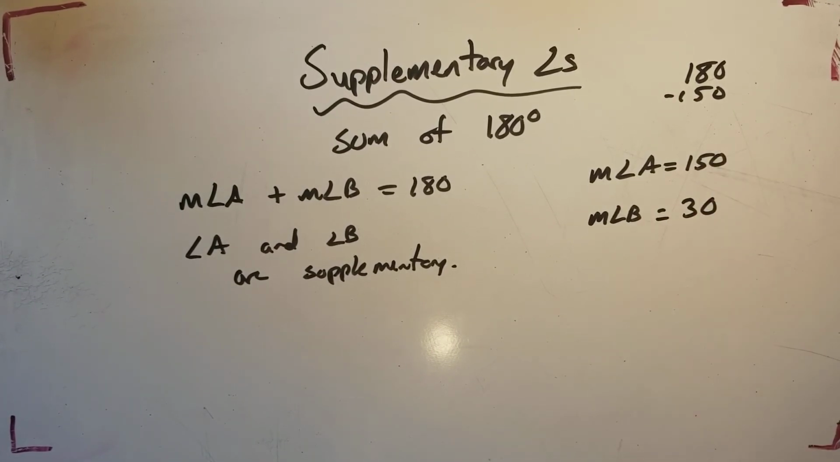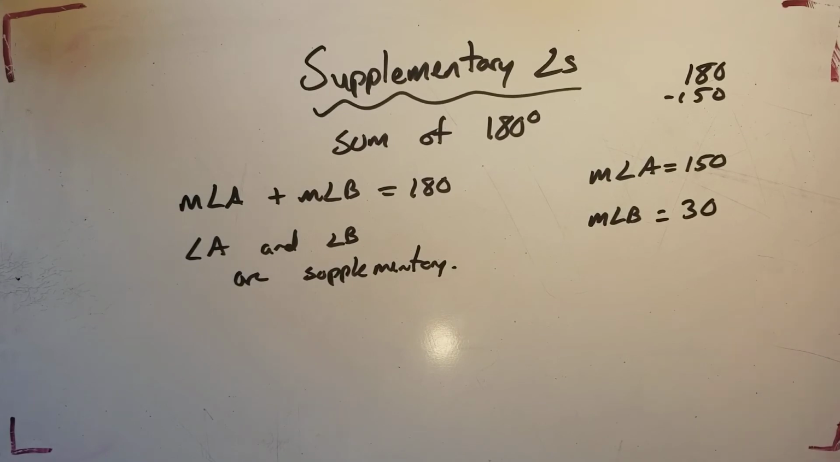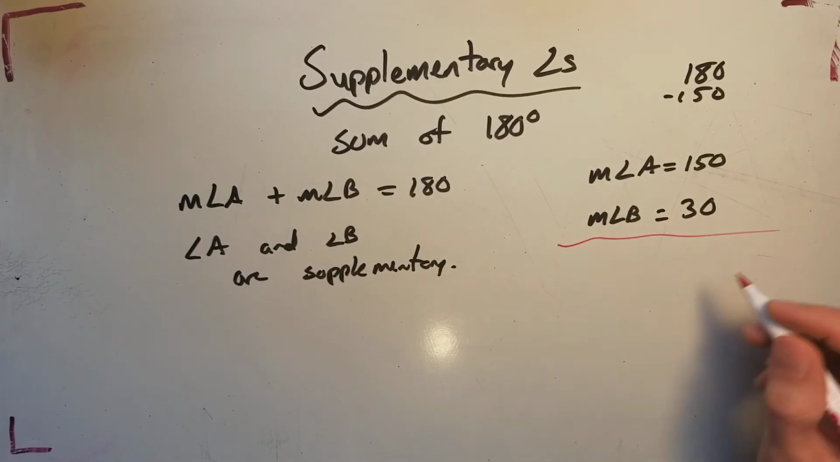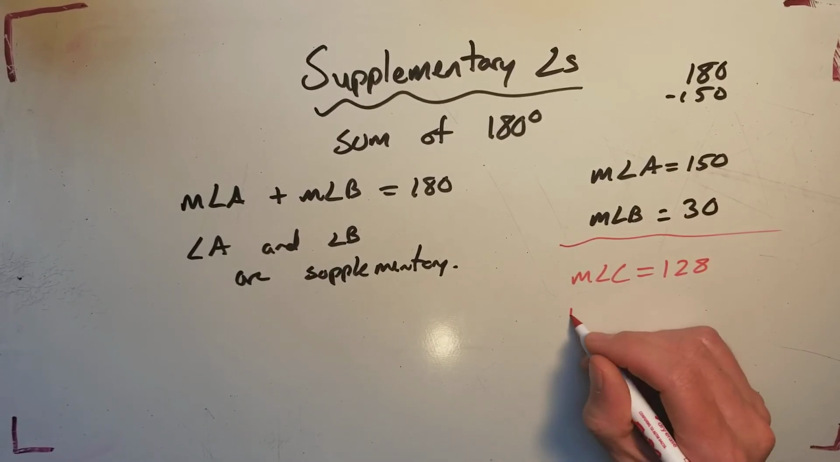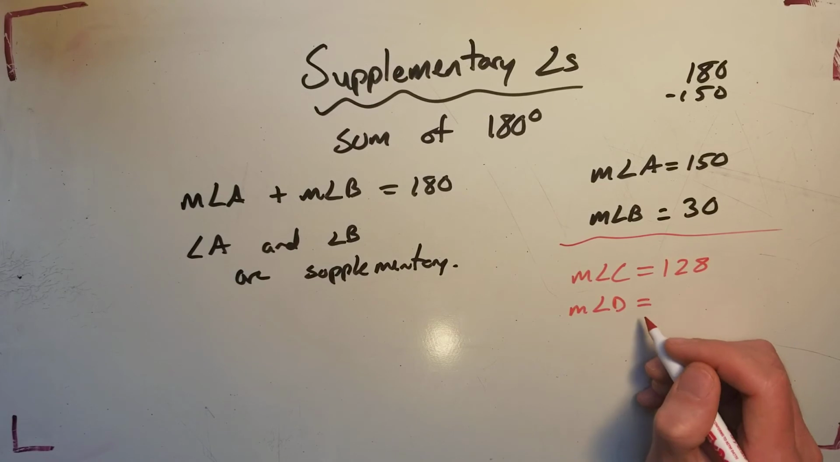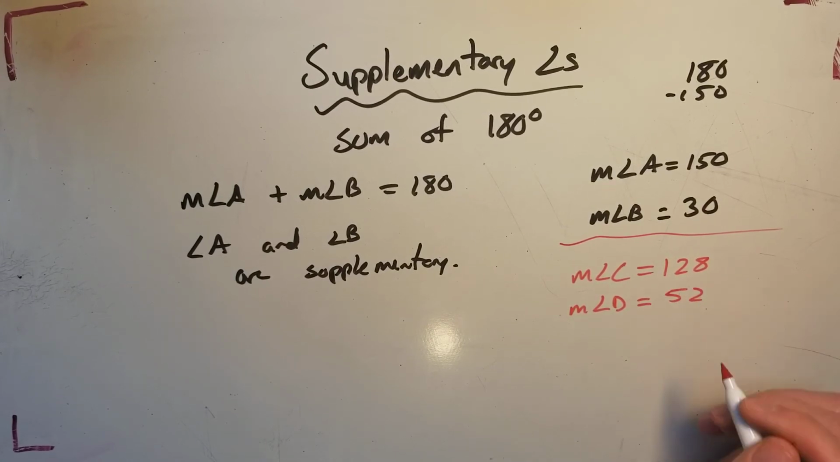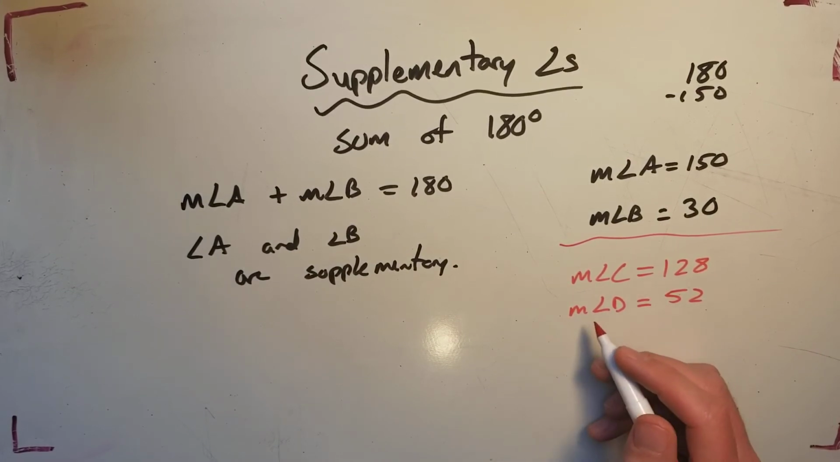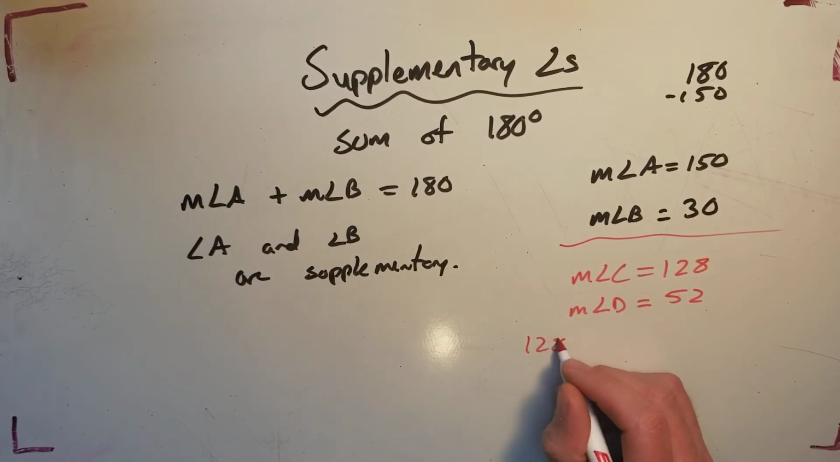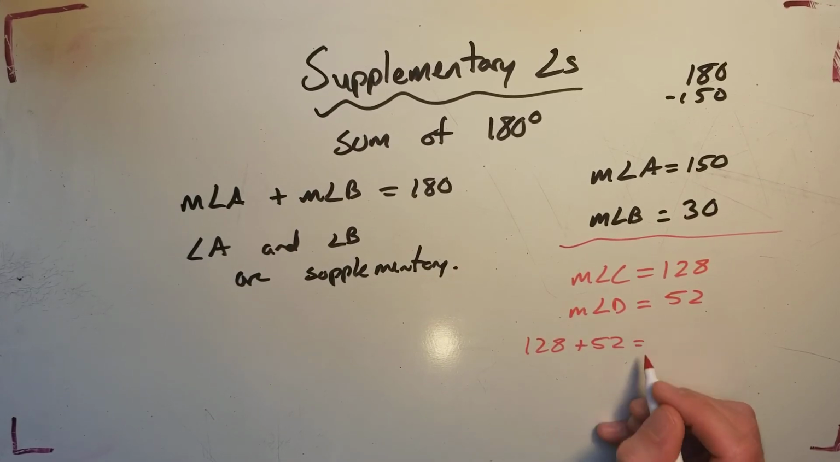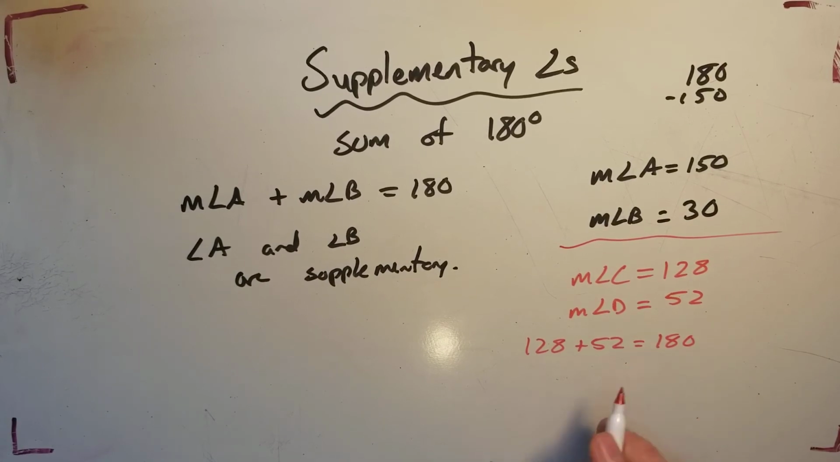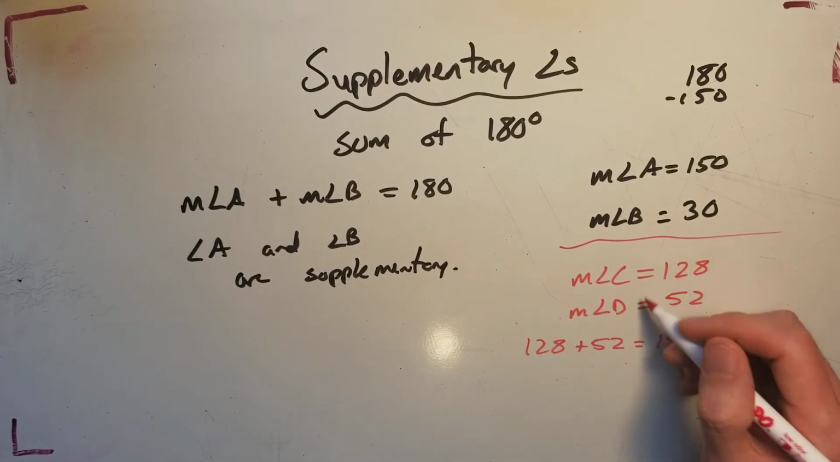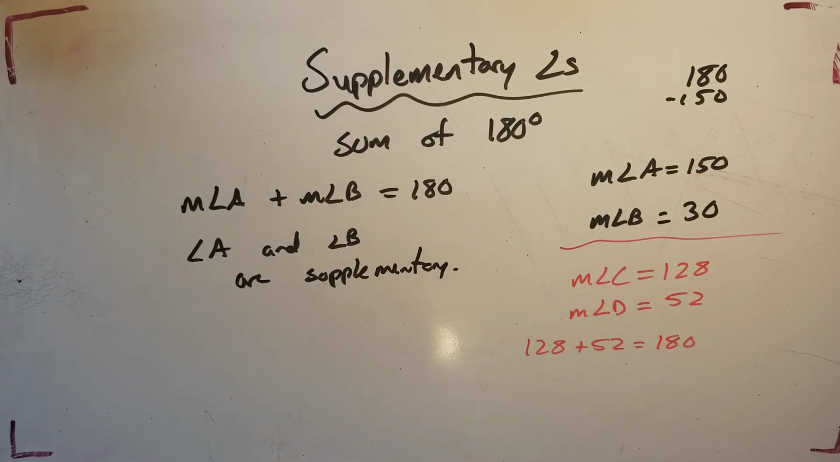Or maybe you're given two angles and you want to test to see if they're supplementary. So maybe the measure of angle C equals 128 and the measure of angle D equals 52, and we want to check to see if they're supplementary. Well, you would just add them together, because if they're supplementary they should add up to 180. So 128 plus 52, when you add them together you get 180. So they are supplementary. So these two angles would be supplementary as well.